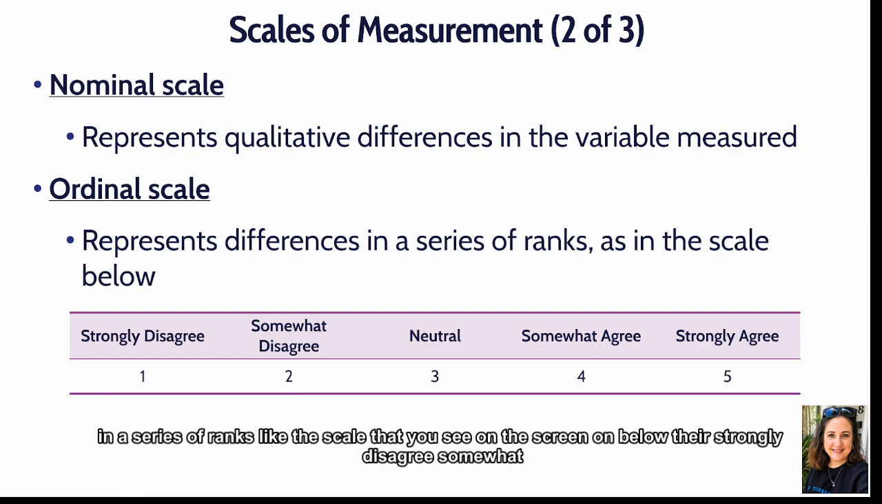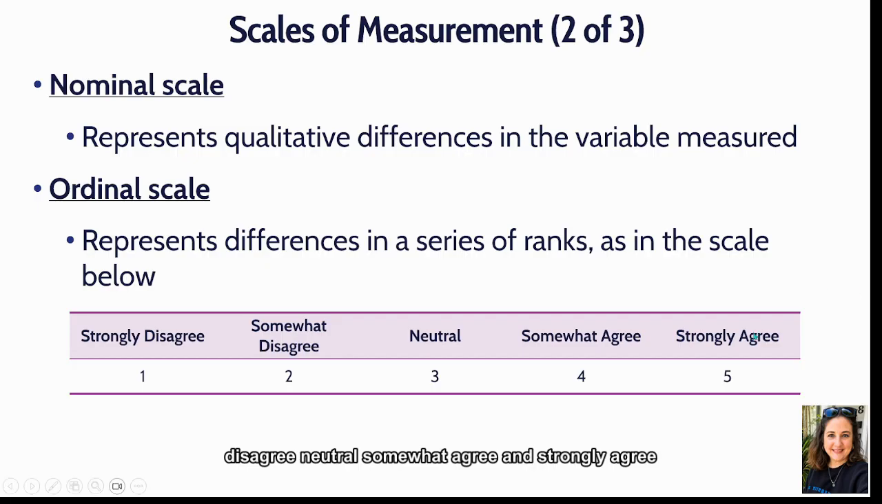Ordinal represents a difference in a series of ranks, like the scale that you see on the screen below there. It says strongly disagree, somewhat disagree, neutral, somewhat agree, and strongly agree. So I've got categories, right? And they're put in order. There's no zero, though, but there is a difference between each one of these.